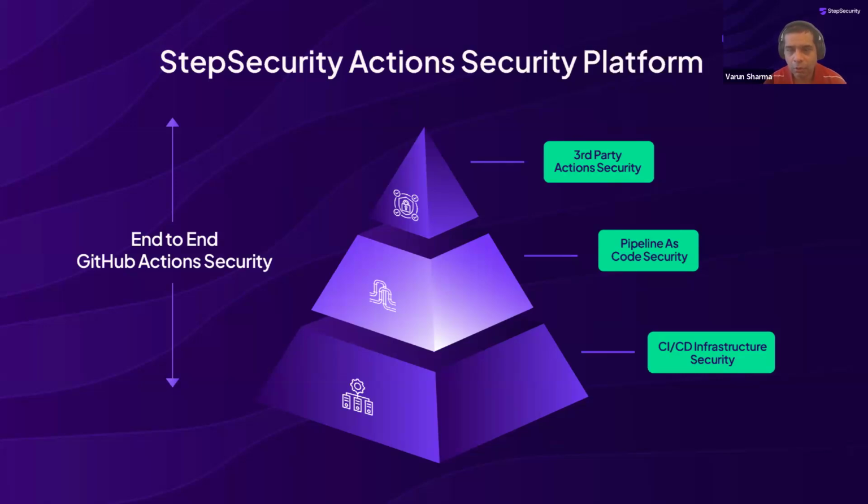We also now offer workflow run policies, which you can configure to block the workflow runs before they can execute if they don't meet certain criteria. And then finally, at the top, the third-party action security, where you can get an inventory of all the third-party actions, a score for these actions, and also secure drop-in replacements for risky actions.